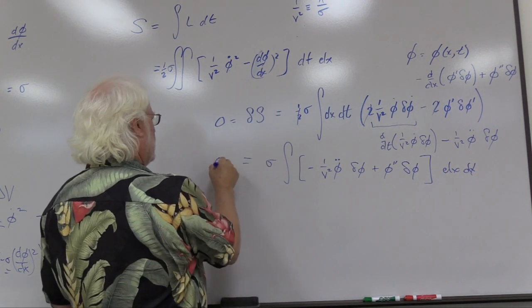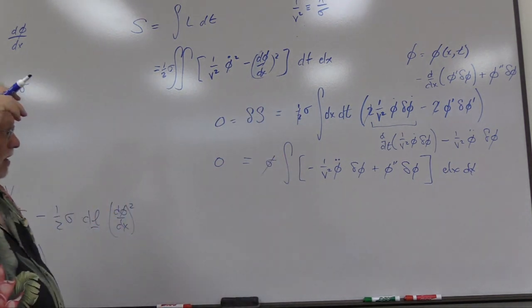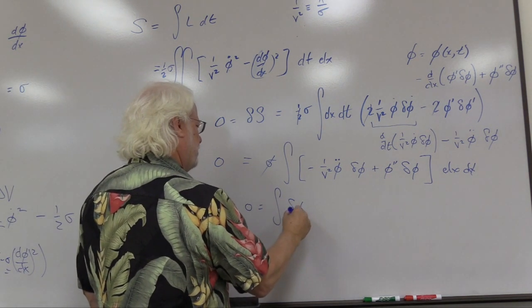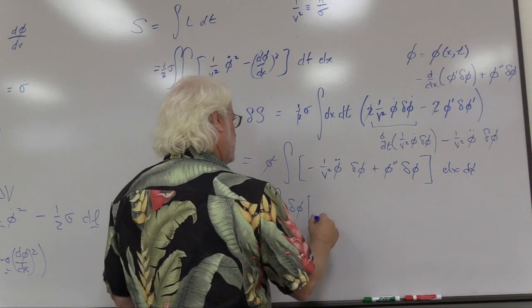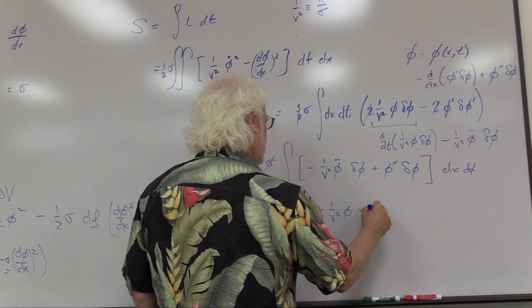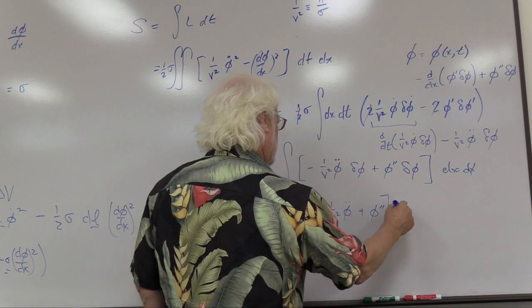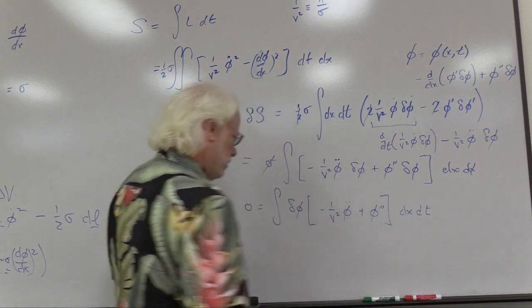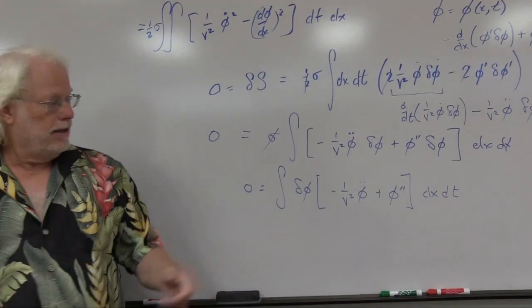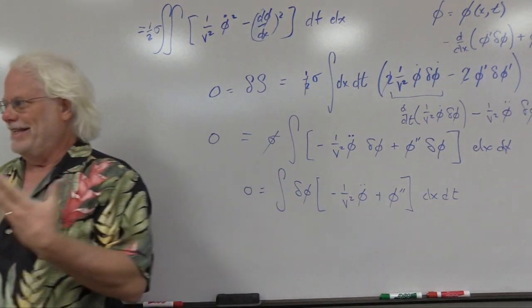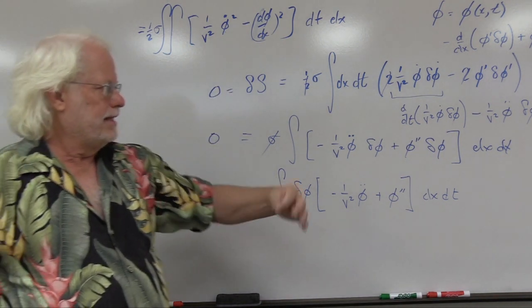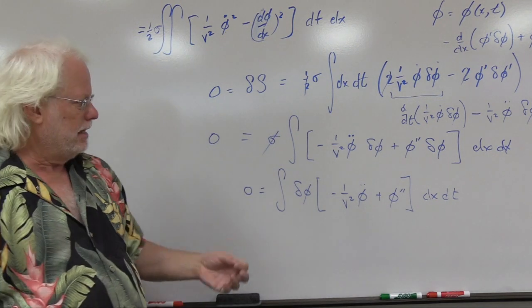Now, this is equal to 0. I can cancel that overall constant. But now we have 0 is some arbitrary variation of phi times a constant times phi double dot plus phi double prime, dx dt. And the usual argument applies here when we vary an action. Suppose the term in brackets is non-zero at some point, at some x and t. Pick some x and t and suppose it's non-zero.